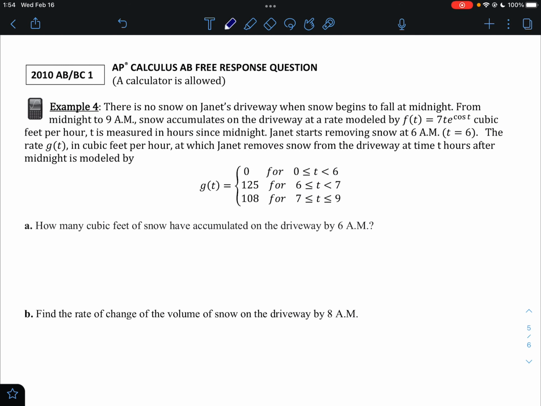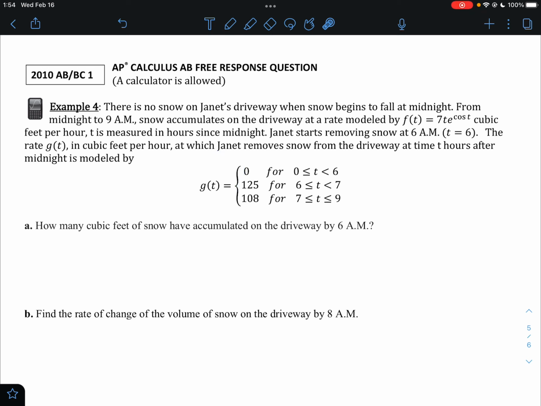Okay, our last problem, this is from 2010 as well. There is no snow on Janet's driveway when snow begins to fall at midnight. From midnight to 9, snow accumulates on the driveway at a rate modeled by F of T, cubic feet per hour. Janet wakes up at 6 a.m. and starts removing snow at a rate of G of T, which is a piecewise function.